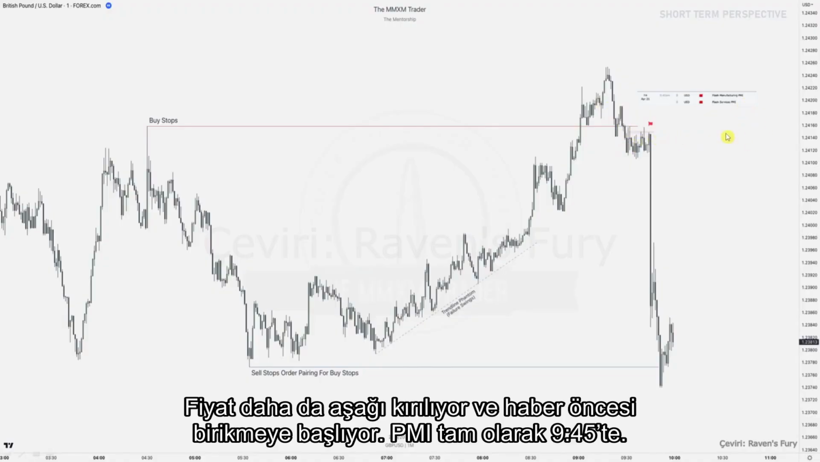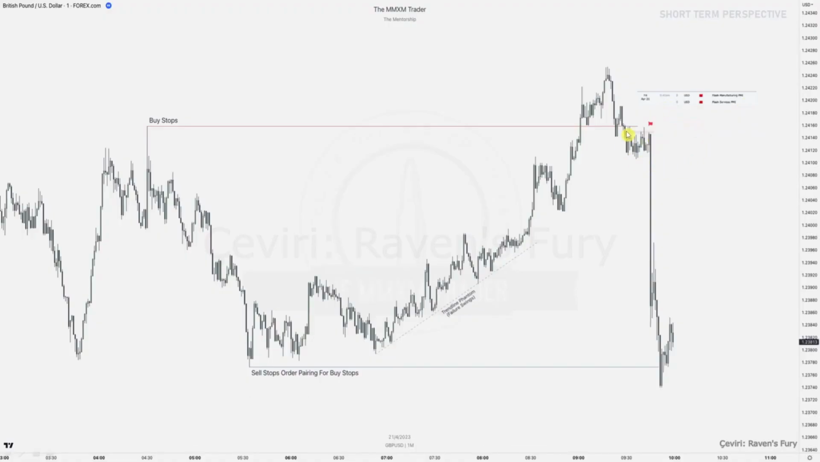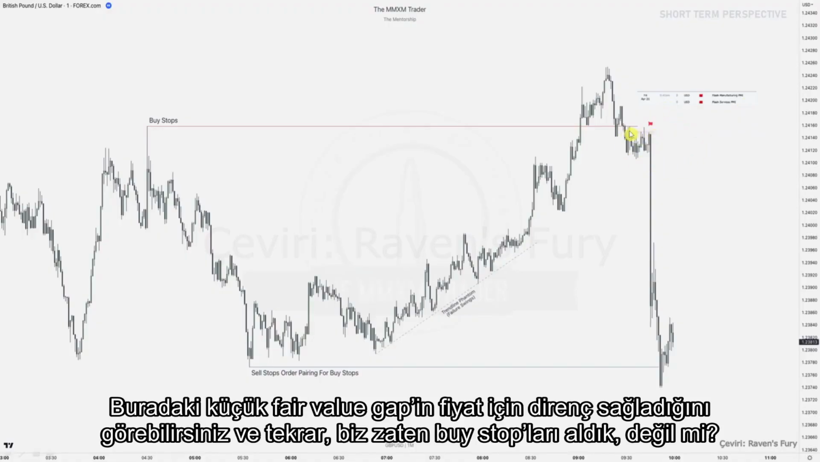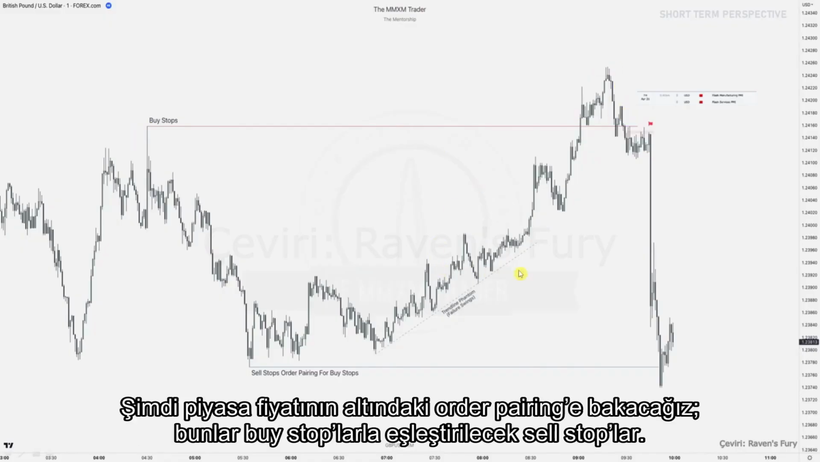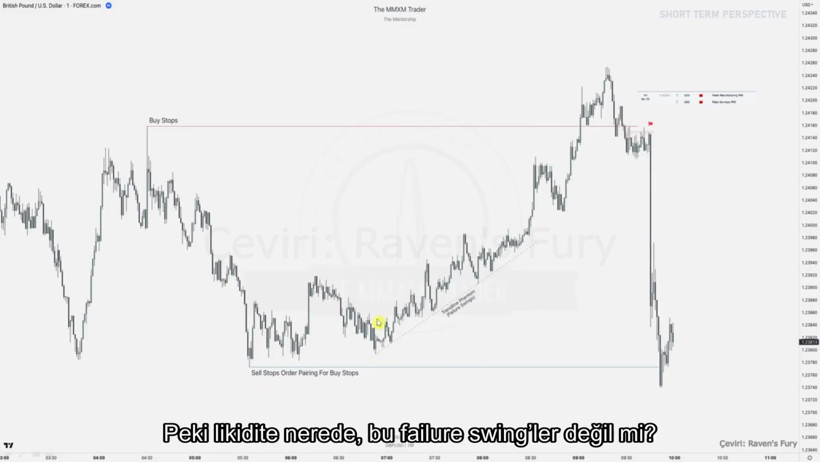So we've got PMI, right, at 9:45. You can see this little fair value gap here offering resistance for price. And again, we already ran those buy stops, right? So order pairing happened already above market price. Now we're going to look for order pairing below market price, which are these sell stops for order pairing into buy stops. And then where is the liquidity, right?